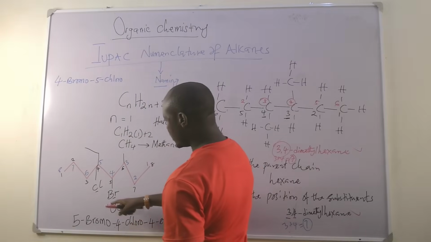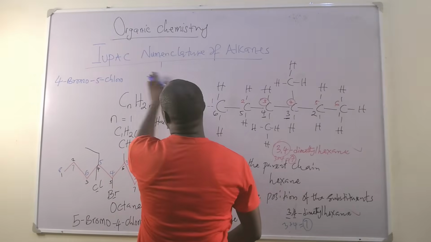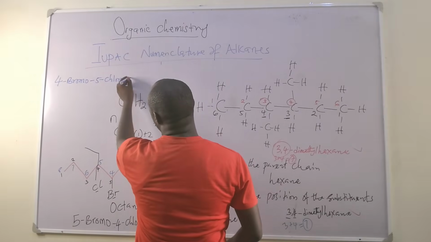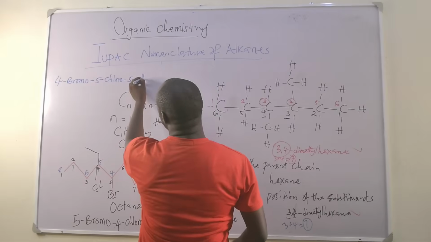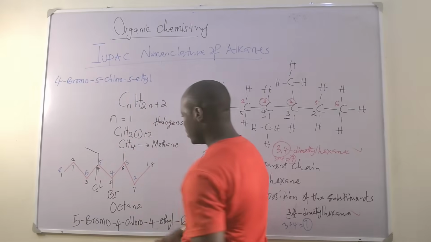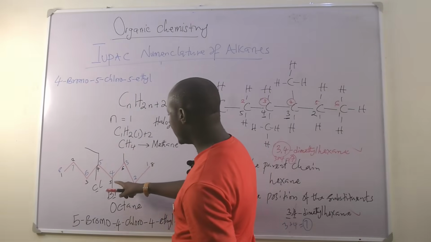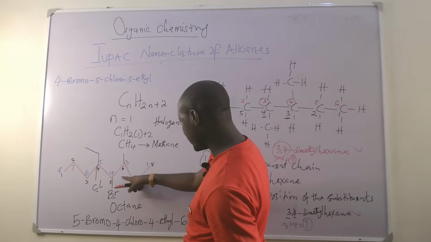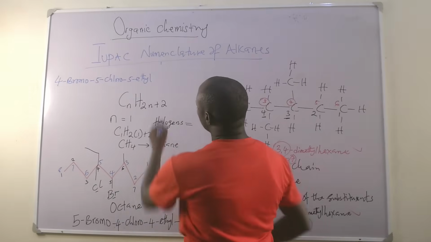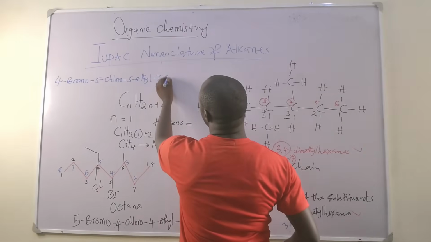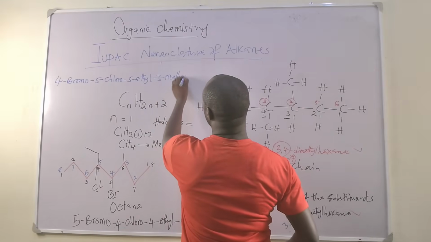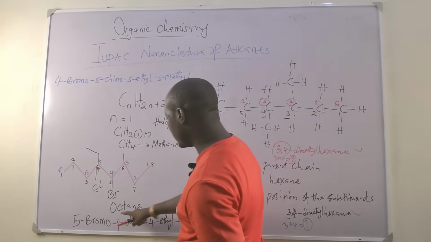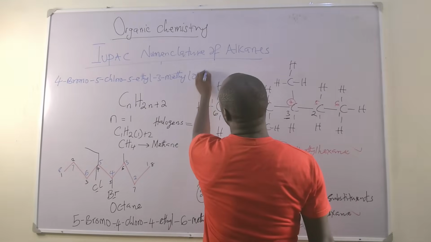And then the ethyl is also at 5, so we have 5 ethyl. Then after ethyl, the next thing is methyl. So the methyl is at carbon 3, so we have 3 methyl. And then the parent name is octane.